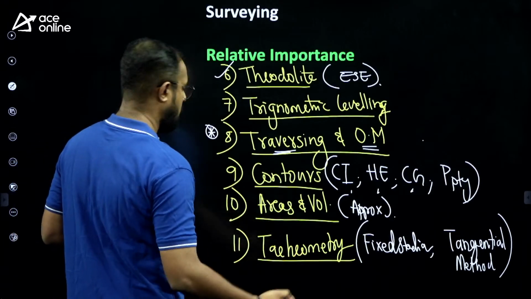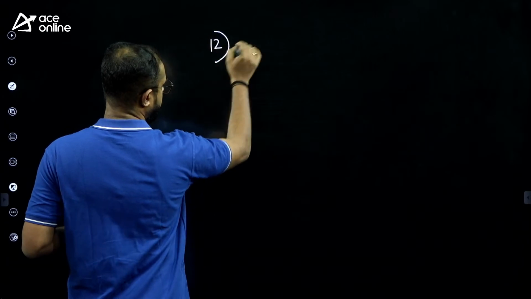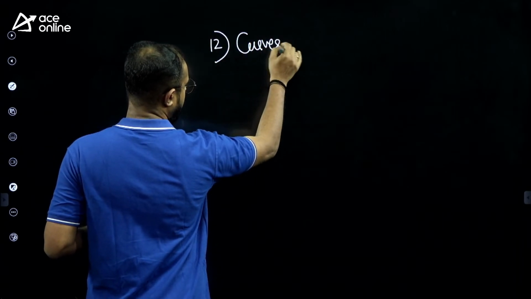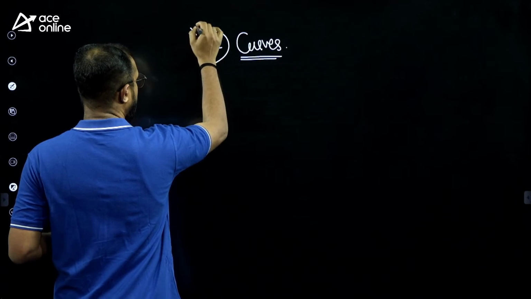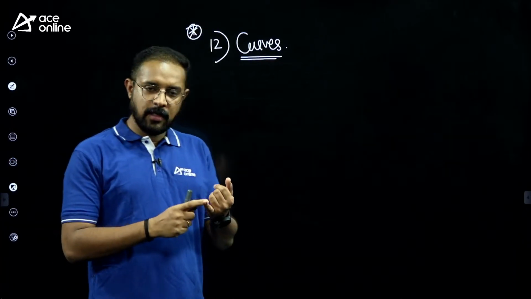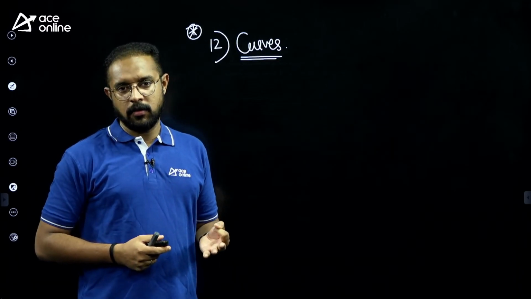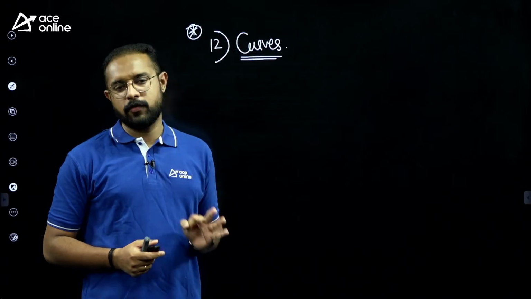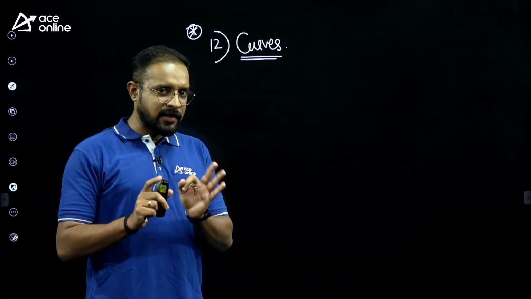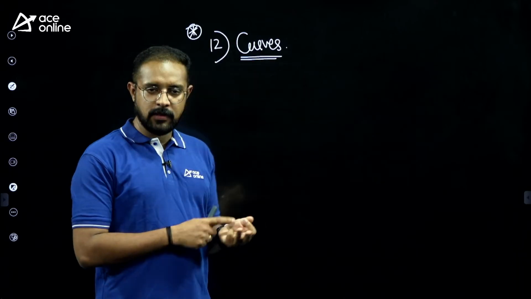Next, our very important chapter, number 12, is curves. I'll say this is also one very important topic for us. Why? Because curves is a topic that is common in 3 subjects: surveying, followed by transportation engineering, followed by railway engineering. So the concepts of curves are present in all 3. Now, there are certain differences here, but I'll suggest that you start curves in surveying first to have a fundamental understanding.